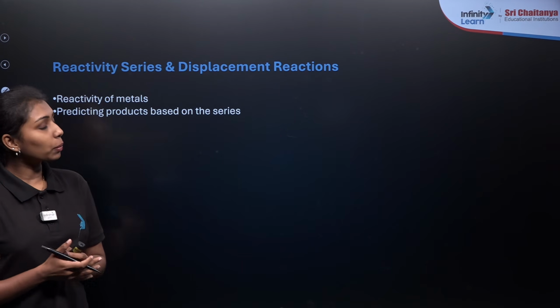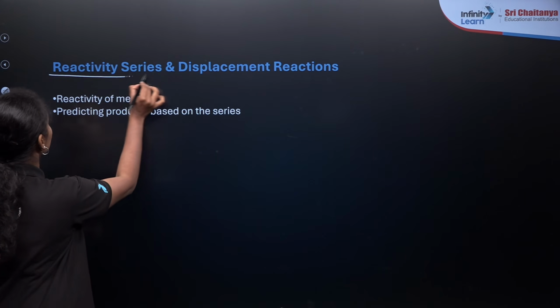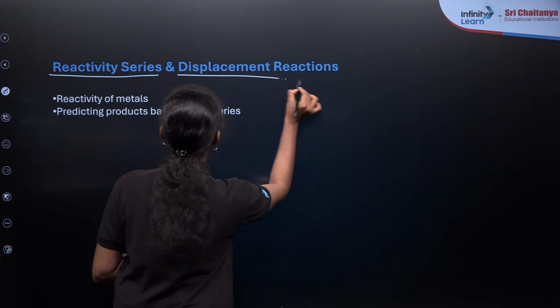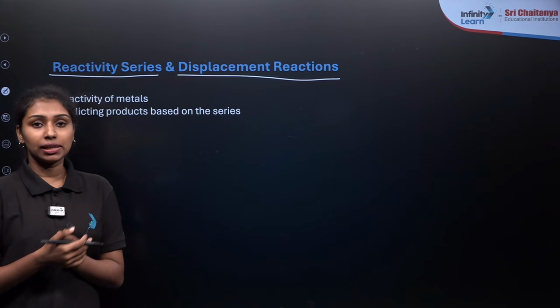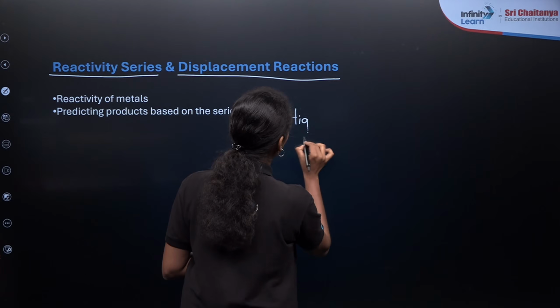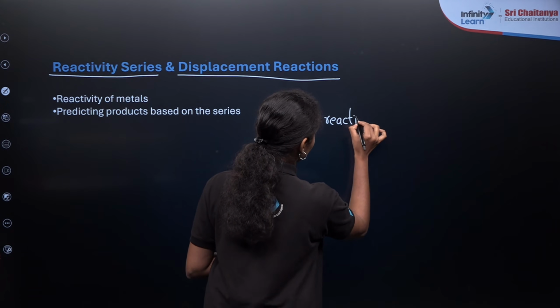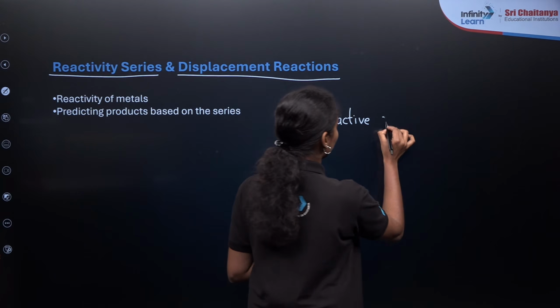The next important topic from the chapter is about the reactivity series and the displacement reaction, right? Reactivity series and the displacement reaction. So depending upon the reactivity of metals, the highly reactive metals can easily displace less reactive metals from their solutions.